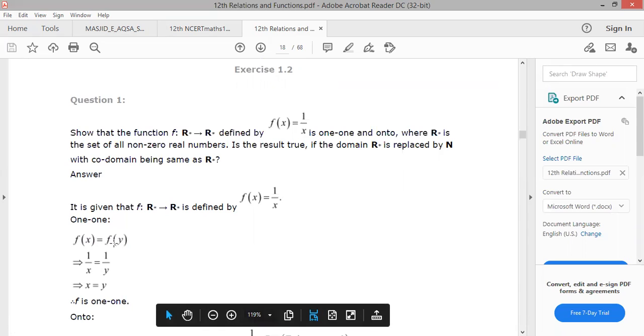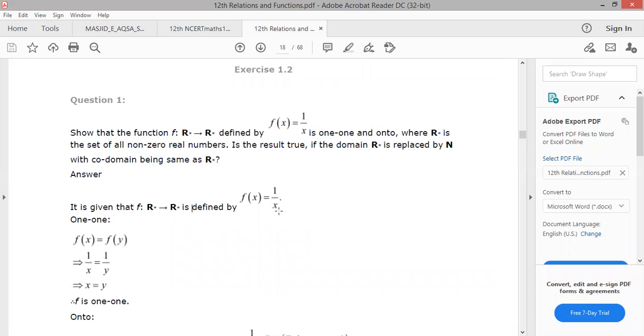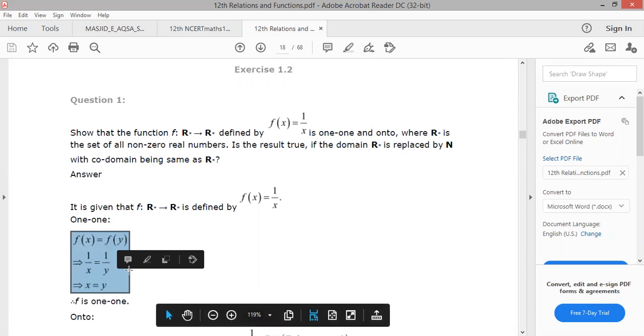So f of x is equal to f of y. f of x is defined as 1 by x. Similarly, f of y will be 1 by y, where x and y are non-zero, because R star is the set of non-zero real numbers. So taking the reciprocal, we can do it easily because they are non-zero. So x is equal to y. So f is one-one.